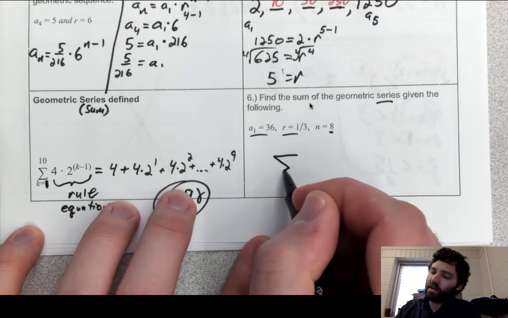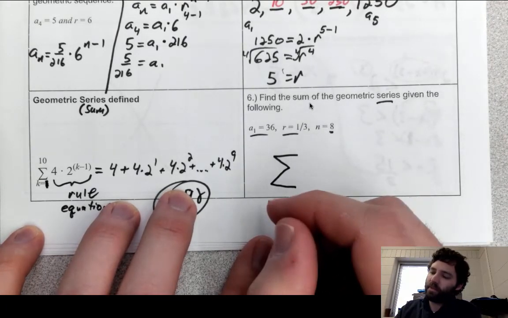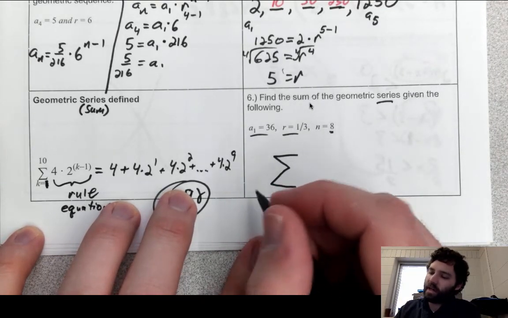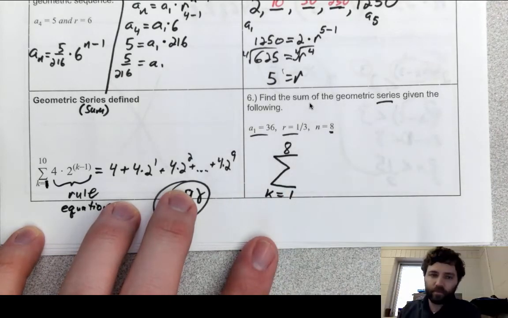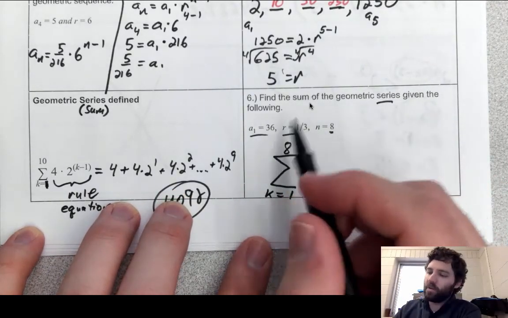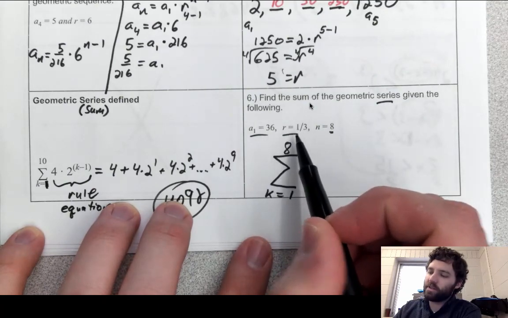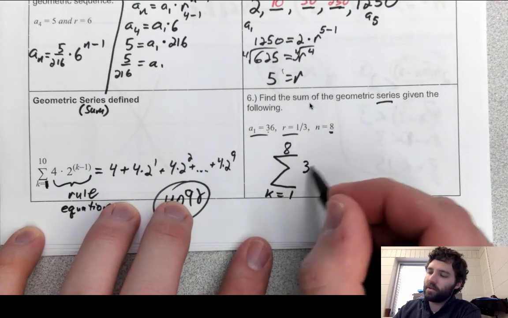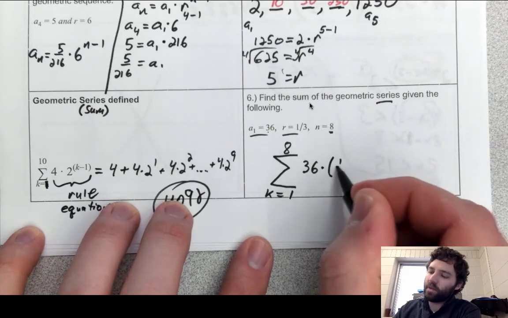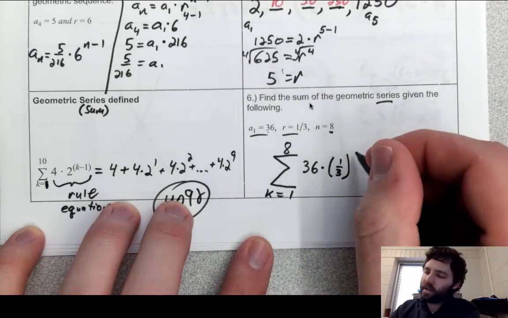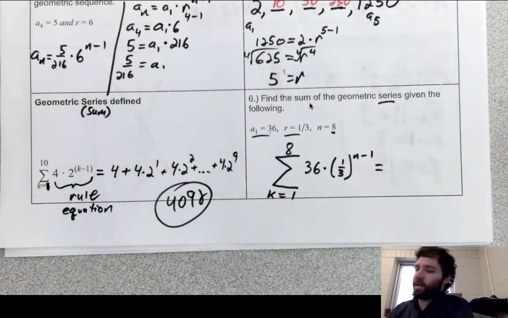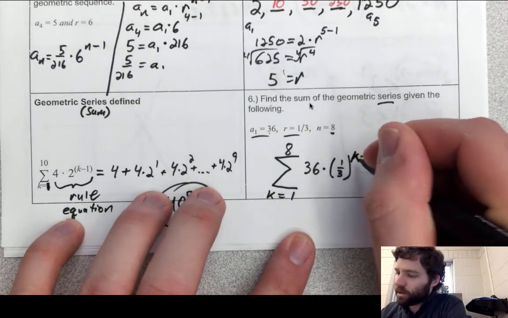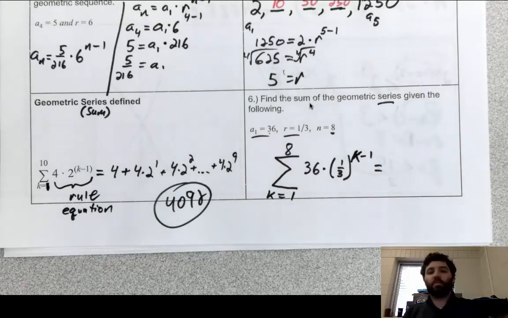Okay, so let's write out the summation. We'll write the sigma here, and then we're going to start at k equals 1 and go up to 8. Then our rule is a geometric sequence, so it's going to be 36 times r, which is 1/3, raised to the k minus 1. And that's exactly what we're going to put into Desmos.